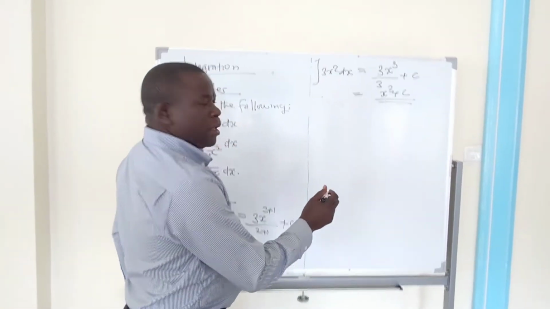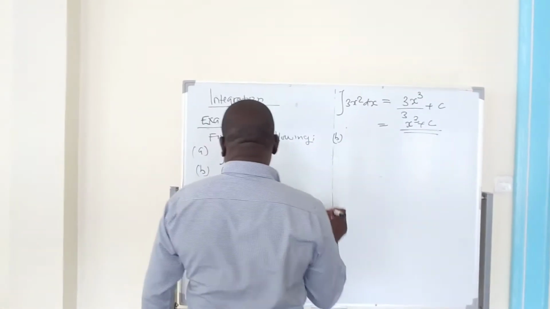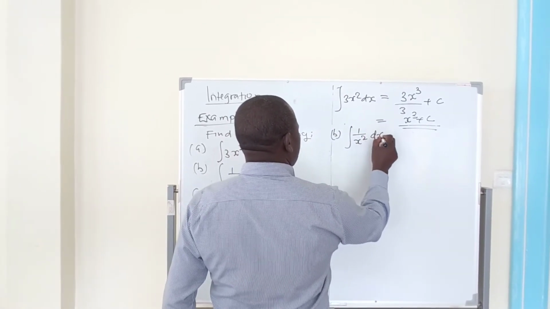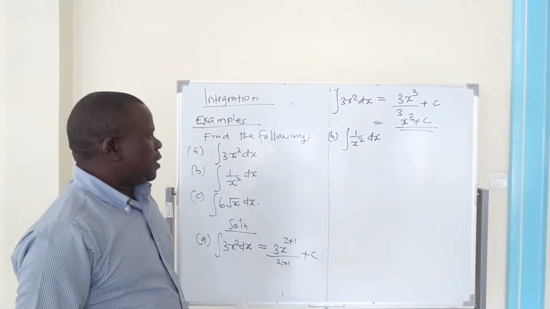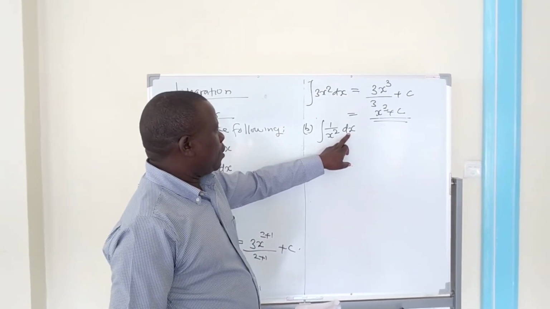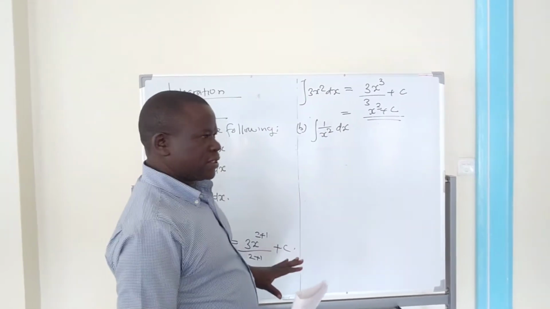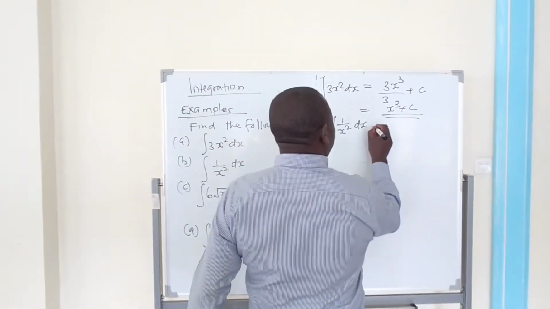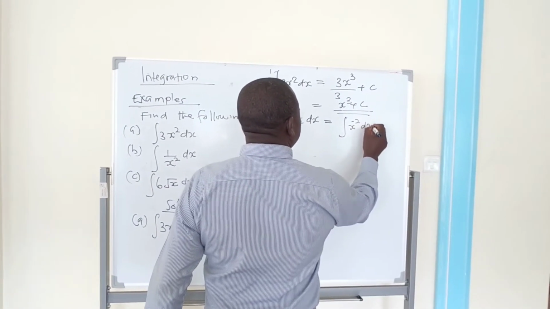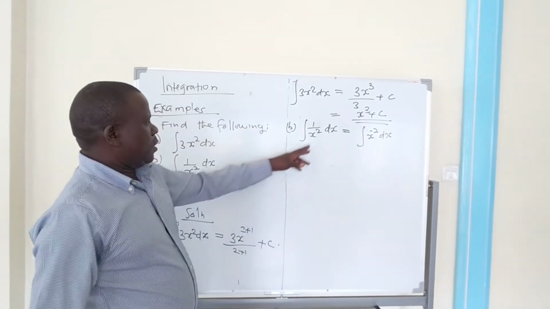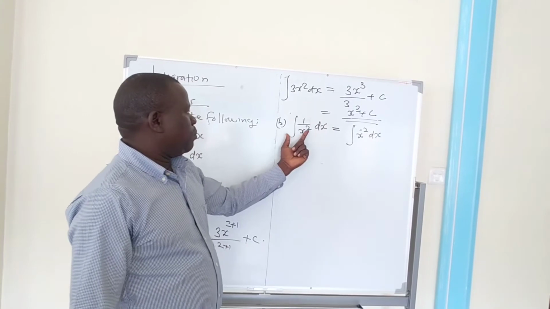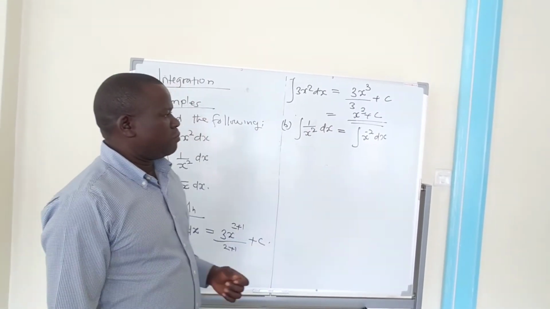That is part A. Now part B, look at part B very fast. That is the integral of 1 over x squared dx. What does this one mean? I'm integrating 1 over x squared with respect to x. This one here can be simplified first of all to the integral of x to the power negative 2 dx. Remember that when I take it to the numerator, the 2 becomes negative in that form. I'm applying just the rule of indices.